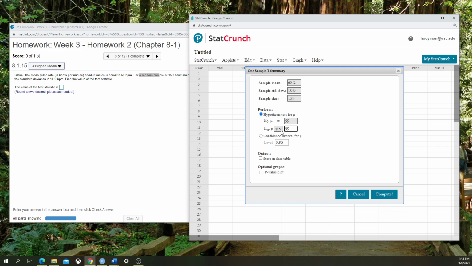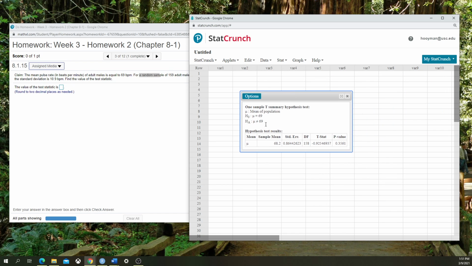Okay, and then this is where I have to be specific. Am I looking at equal to, lesser than, greater than? I'm going to go with equal to, okay, because that's what the claim is. It's talking about if it's equal to. What's the opposite of equal to? Not equal to, okay? And then I'm going to click compute.